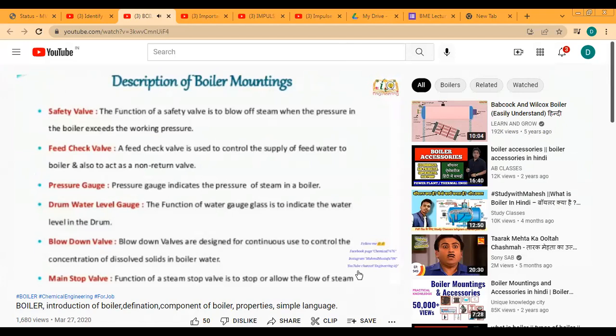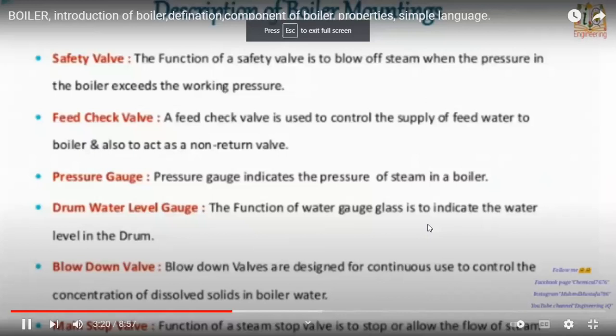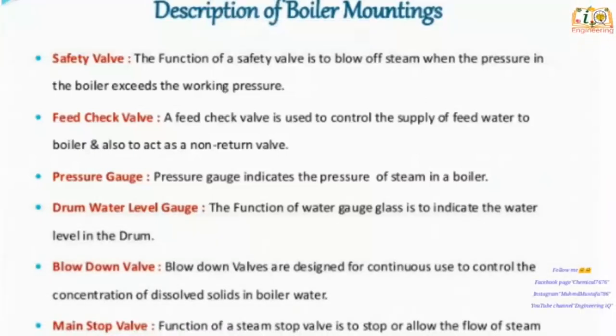We indicate the boiler pressure with the pressure gauge, and the water drum level gauge is a glass-type device by which we indicate the water level. This is the drum water level gauge. And fifth or sixth, blow down valve. Blow down valves are designed for continuous use to control the concentration of dissolved solids in the boiler water.